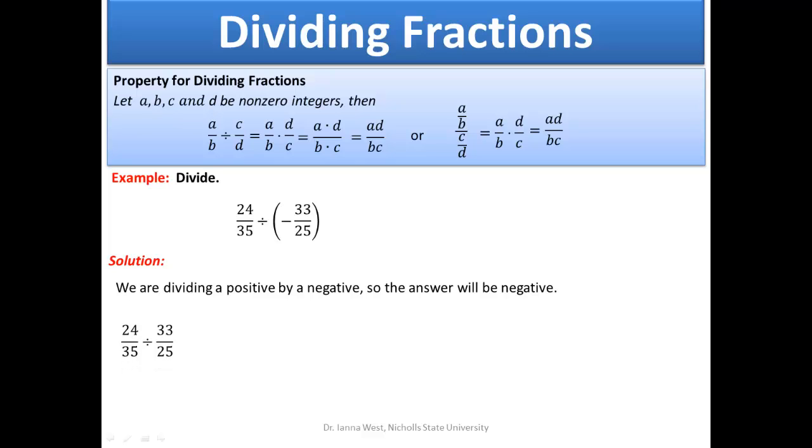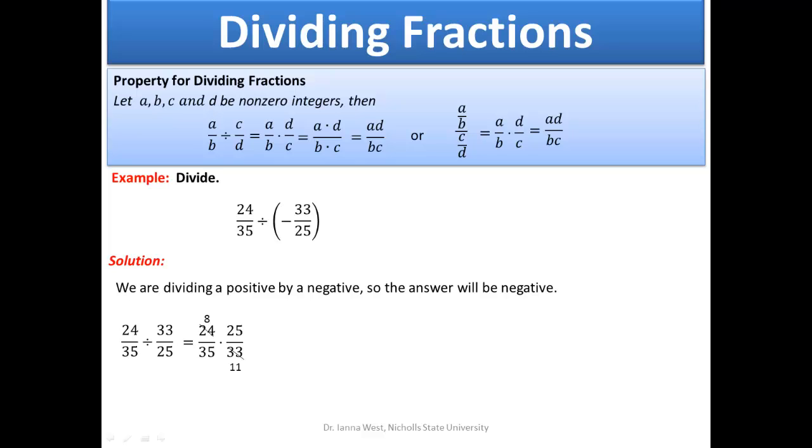Starting with 24/35 divided by 33/25, we use the property above. Write this as a multiplication problem, 24/35 times the reciprocal of the second fraction, 25/33. We can now cross-cancel and then multiply. Notice that we can divide 3 into both 24 and 33 evenly. 3 goes into 24 8 times. 3 goes into 33 11 times.